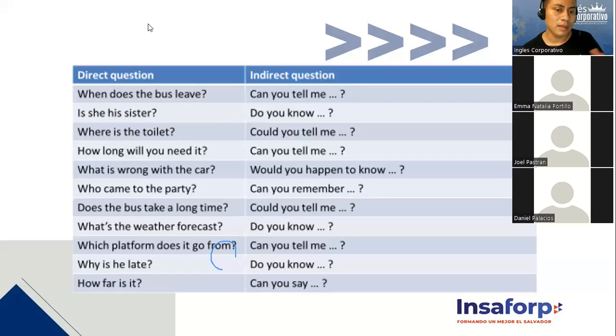Okay. And then why is he late? Do you know why he is late? How far is it? Can you say how far it is, and that will be it.